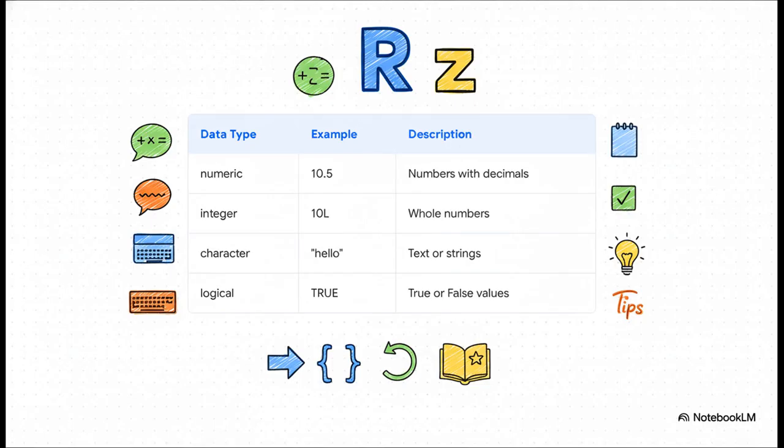So, what can we put in these boxes? Well, R has a few main data types. You've got numeric for any number, especially those with decimals. You have integer for whole numbers, and pay attention to that capital L at the end. That's how R knows it's an integer. Then there's character for any kind of text inside quotes, and logical, which is just plain old TRUE or FALSE.